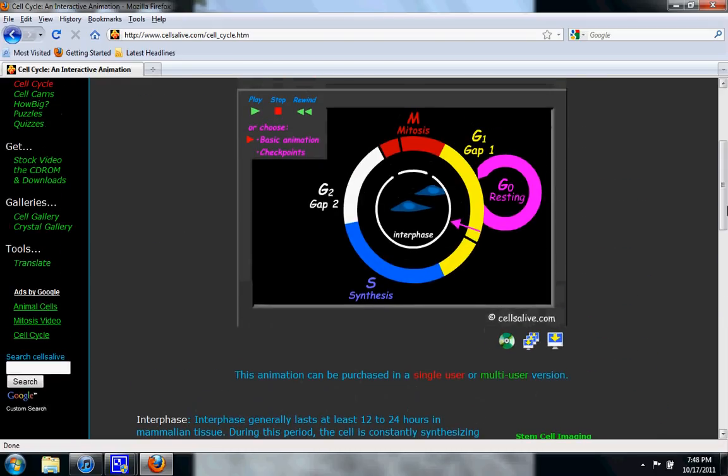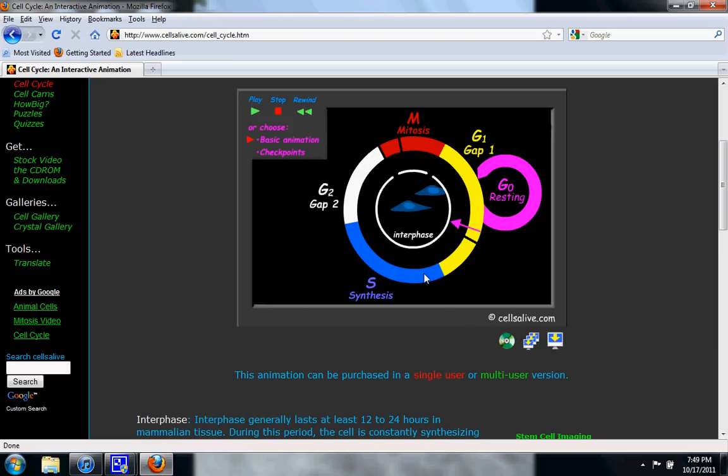I'll go back up, and then basically it's split like this. Interphase is split into the three colors, yellow, blue, and white. This yellow part here is called the gap phase. We tend to have it called the G1 and the G0 stage. Both of these are stages where the cell is kind of resting and growing a little bit, kind of like when you're a little child.